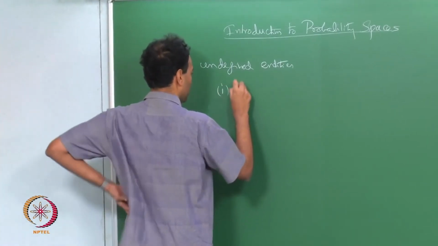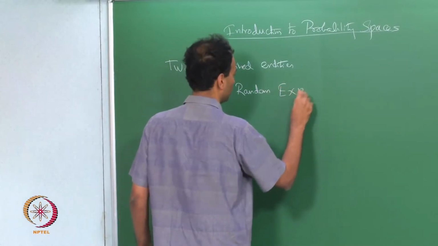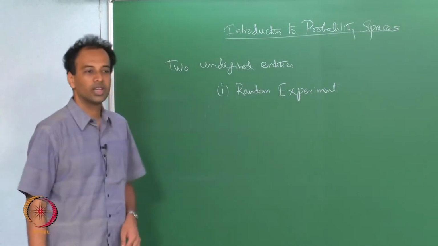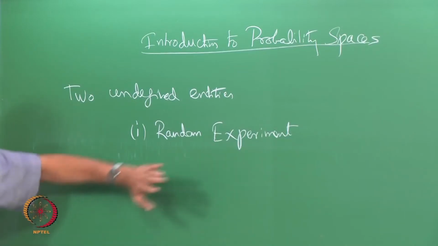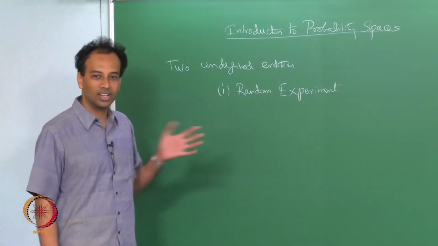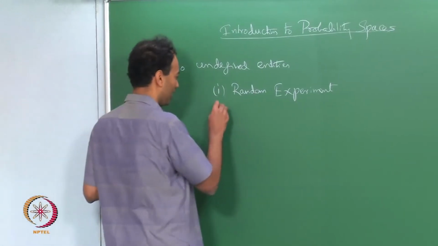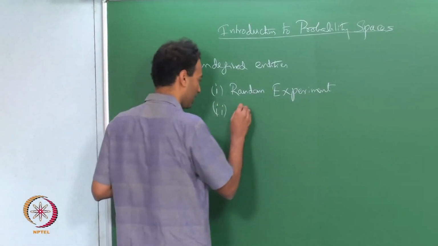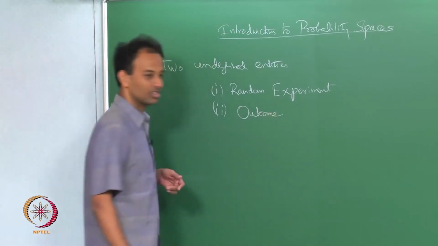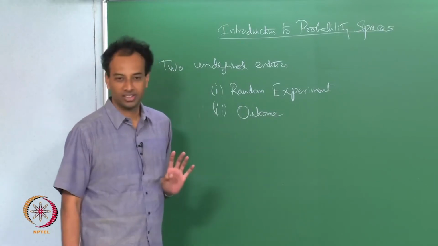So, the first is the concept of a random experiment. Okay. So, we do not define what it is. Just like in English, we have to understand it: it is an experiment whose outcome is random, all right. Which brings me to the second undefined concept, which is the outcome of the random experiment. Okay. So, these two concepts are not defined.